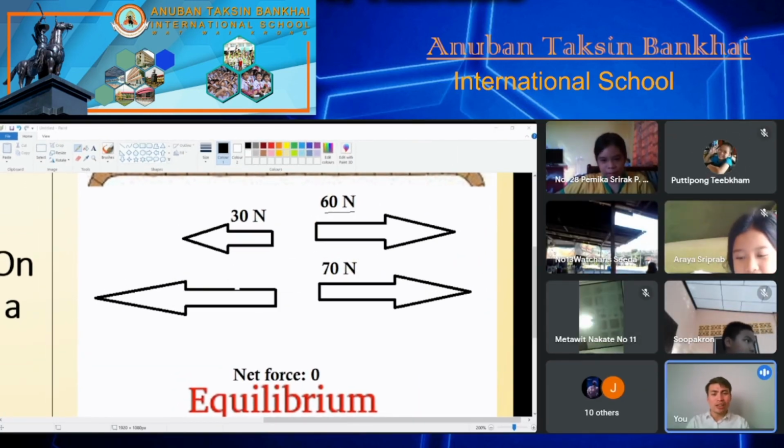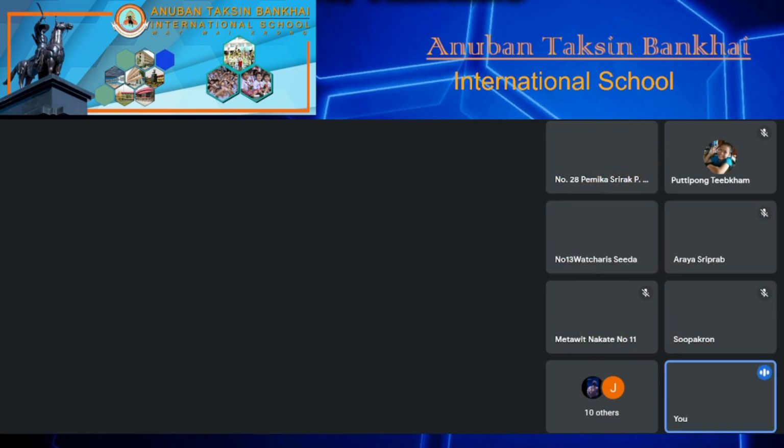So the answer here, boys and girls, Putipong is correct, but I would like to write it here again. Here we don't know how much it is. But since it says equilibrium, it should be 0. So we need to write here 60 plus 70, plus 30 Newton, 130 newtons. And here it should be 130 newtons also, right? Now it's very easy to write 130 minus 30 equals 100. So that is how Putipong got 3 points, because he got the correct answer, 100 newtons.